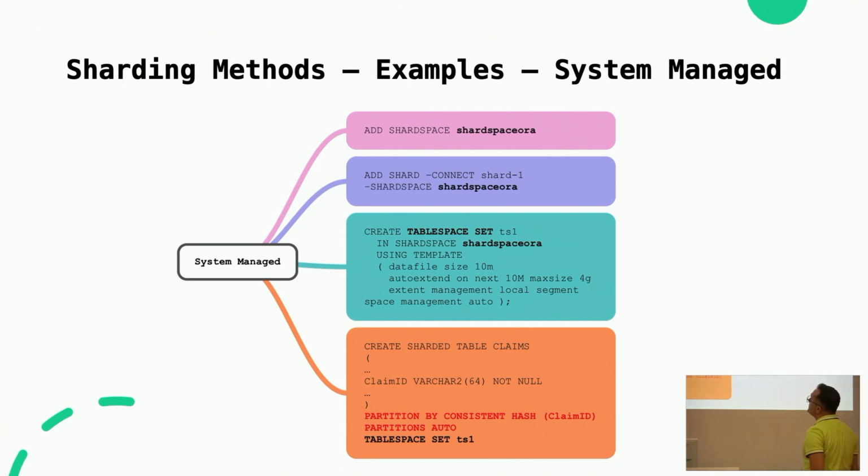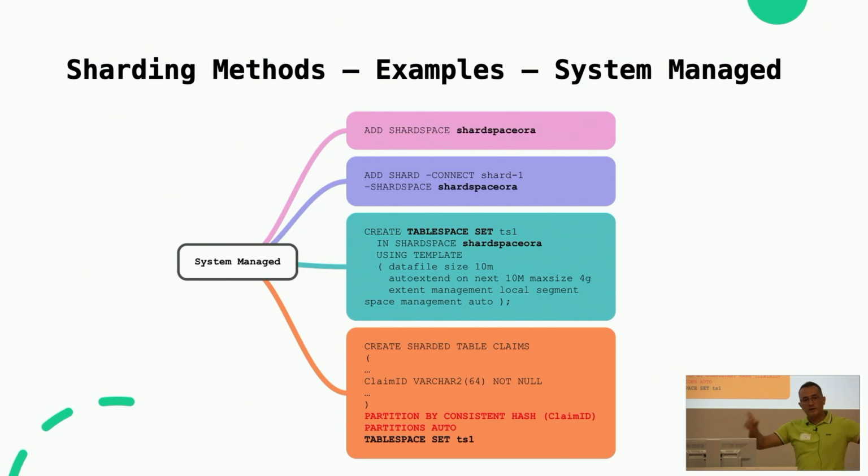Example for system managed. First, you log into GDSCTL and you say, okay, add a shardspace called shardspace_ora. Then you can attach a particular shard, like in this case shard1 is the sharded database name, to a particular shardspace. And then you create a tablespace set TS1. Pay attention if you want to play in your own environment: choose the data file size to be something small, because each tablespace will have the same initial size.